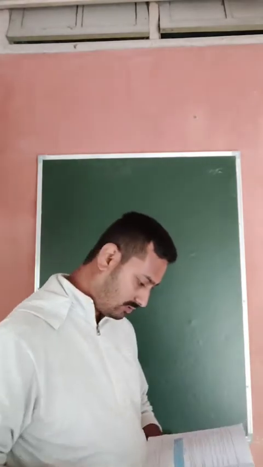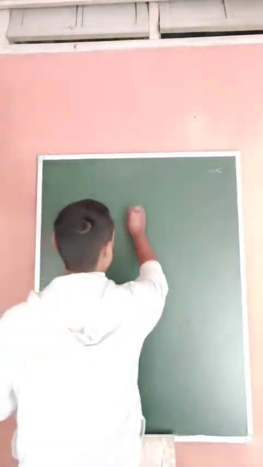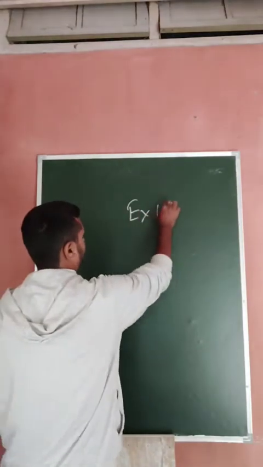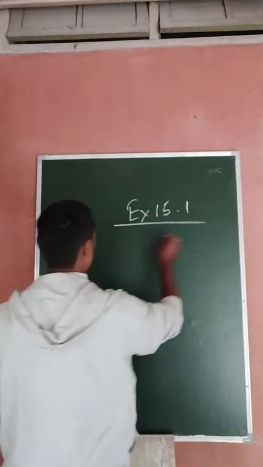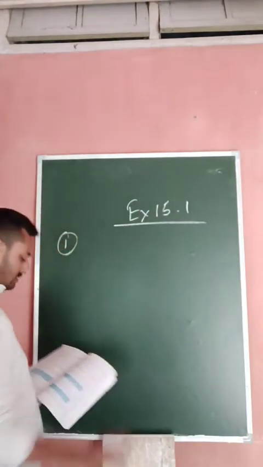Come to today's class. Today I will start exercise 15.1. It is probability. All of you I think learned about probability in the previous class. So, question number 1, exercise 15.1.